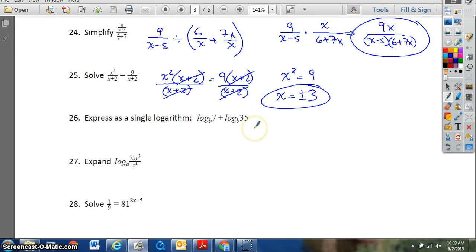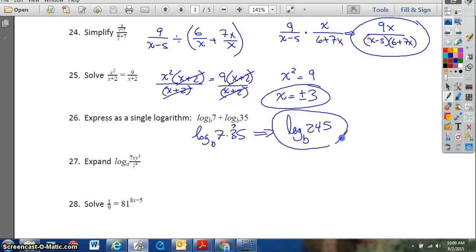Expressed as a single logarithm, 26. So this is basically log base b of 7 times 35, which would then be log base b. Let's see, 7 times 5 is 35. Carry the 3. 21 plus 3 is 24. So 245. The log base b. Remember, addition is multiplication. Subtraction is division.